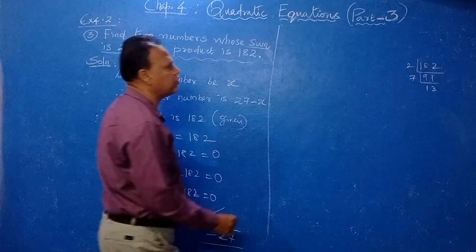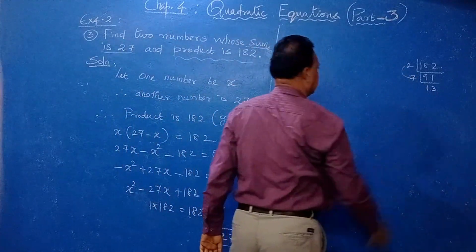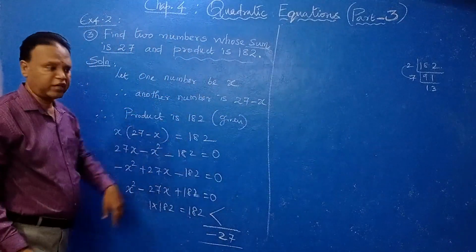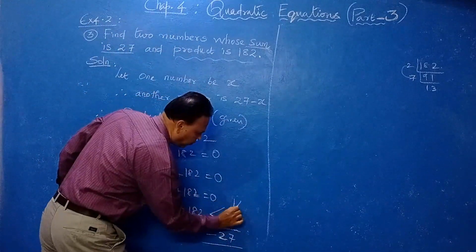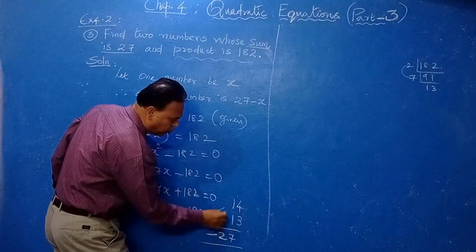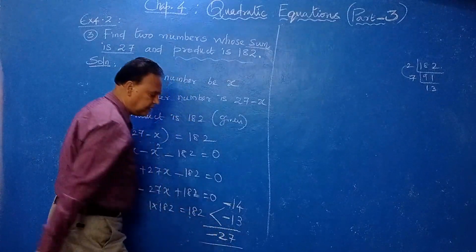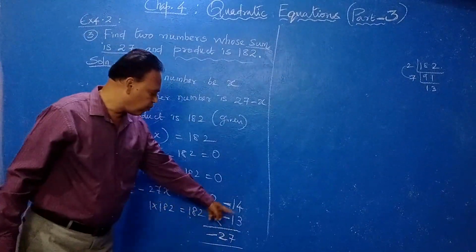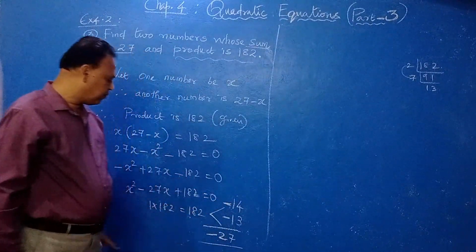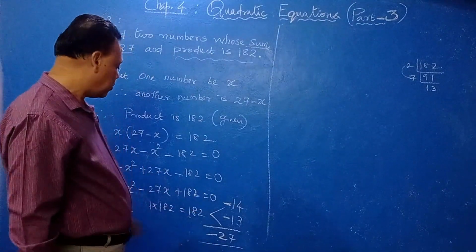So here you see the factors. 2 into 7, 14. 14 into 13. 14, 13 you write there. Minus you have to get, so both the numbers you give minus. Same sign means you should add here. Minus 27 you will get, while the product you will get plus 182. Correct? Now you have the factors.